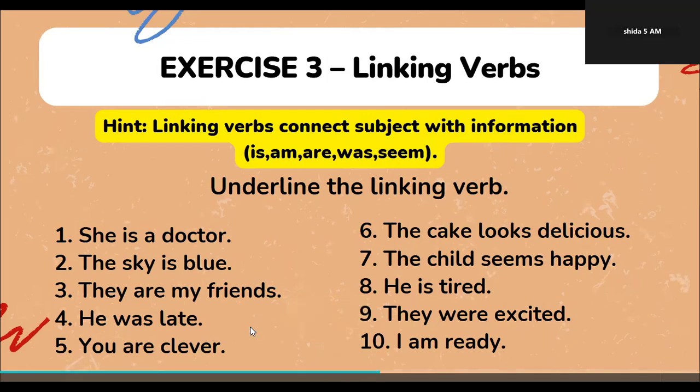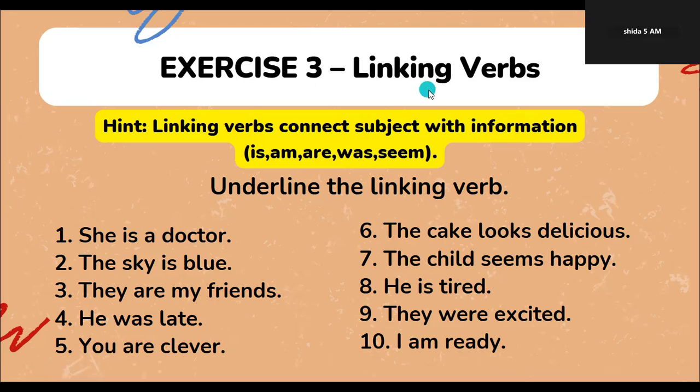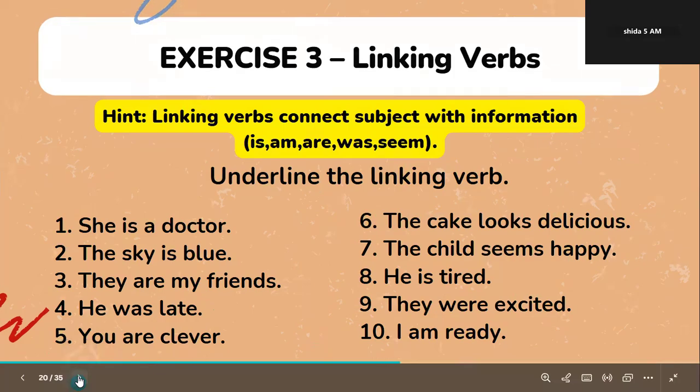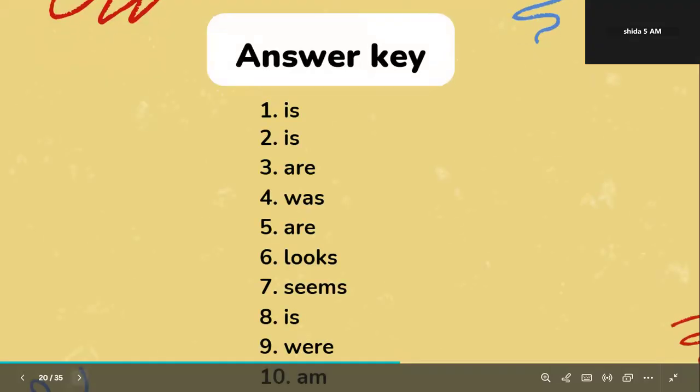She is a doctor. What is the linking verb here? Of course, it is. The sky is blue. It's again is. They are my friends. Sorry. Yeah, are is the linking verb here. Right? Yes. Let's check on the answer key. Linking verb means is, are, was, were.